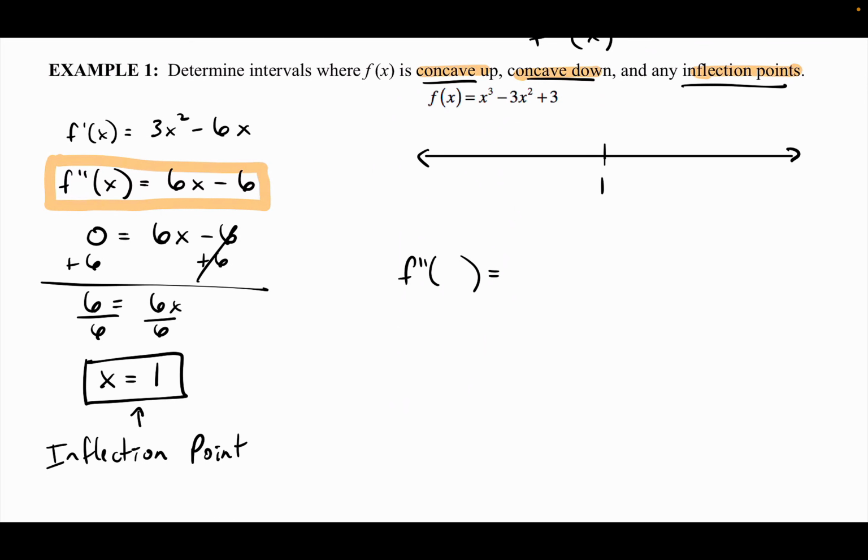So I need to pick a point before 1: 0, -1, -2, whatever number you want. I'll pick 0. I'm going to plug that into the second derivative. I get 0 minus 6, which is -6. So it's negative when it's less than 1. Now I'm going to pick a number bigger than 1: 2.